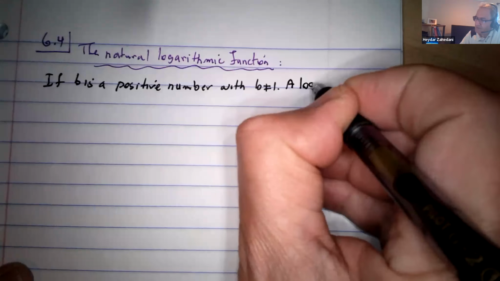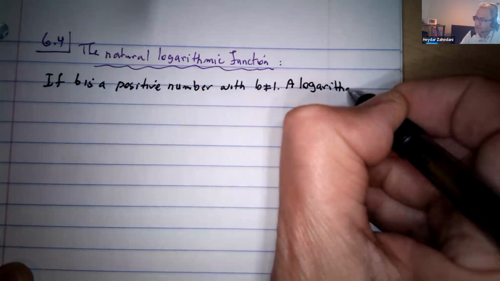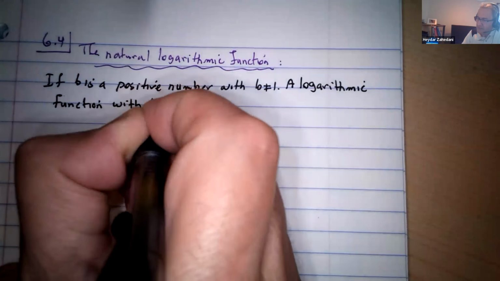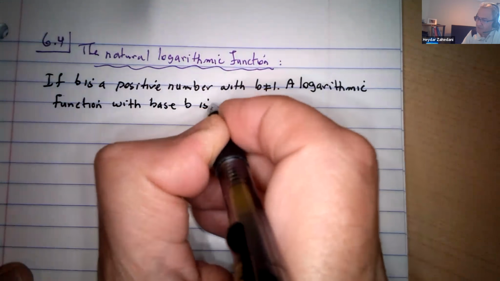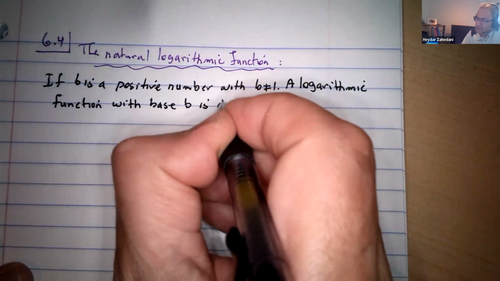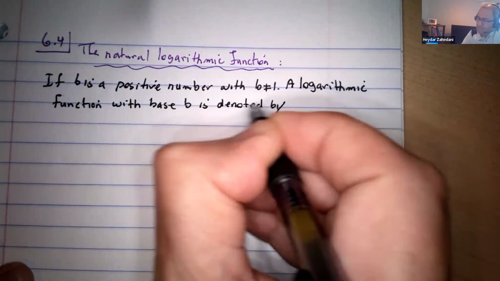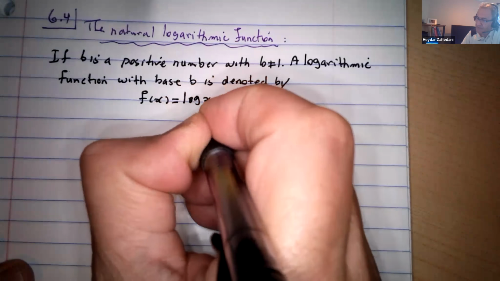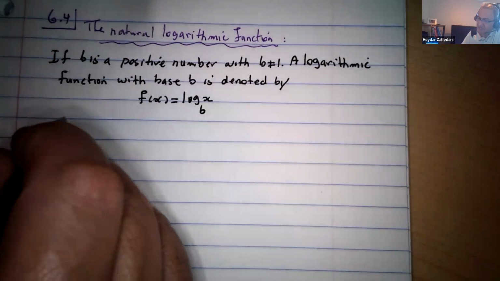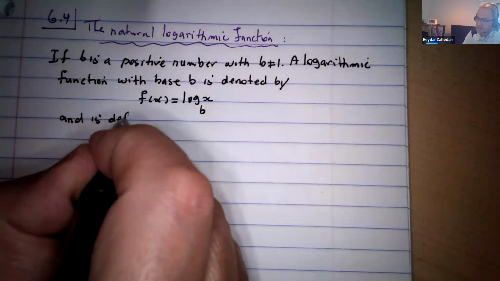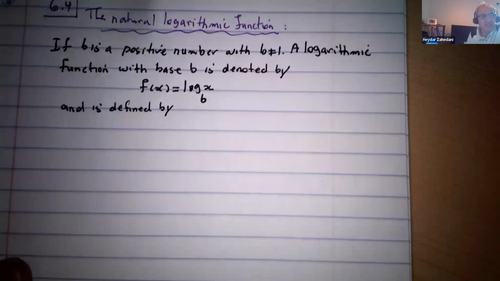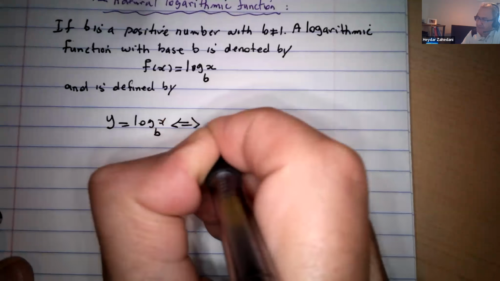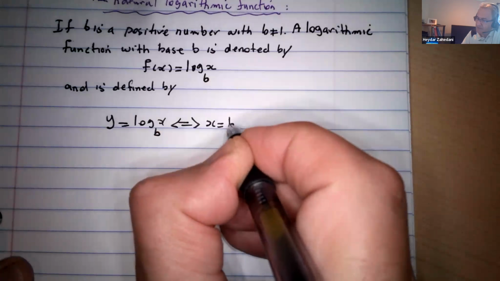a logarithmic function with base b is going to be defined, or introduced, denoted by f of x equal to the log of x with base b. Okay, and it is defined by the exponential function. It's the way we do it. We say that y is equal to the log of x at base b if and only if we switch it: x is equal to b to the y, b exponent y.